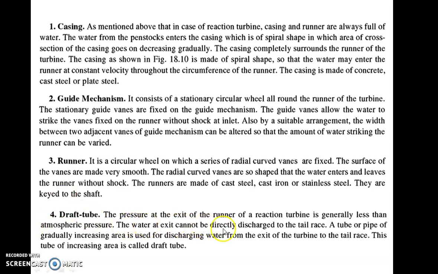The water at exit cannot be directly discharged to the tail race because of this reduction in pressure, that is the vacuum. So vacuum is created, and you can't take this water directly to the tail race. You have to provide a tube which gradually increases the pressure. That's why there is a tube called the draft tube, which is a pipe of gradually increasing area used for discharging water from the exit of the turbine to the tail race.